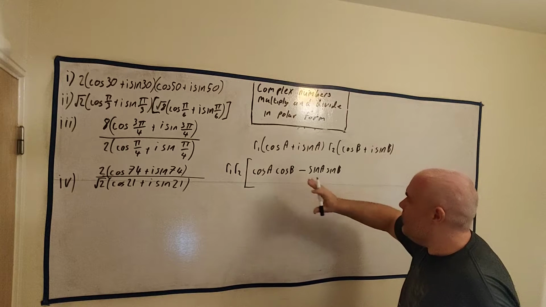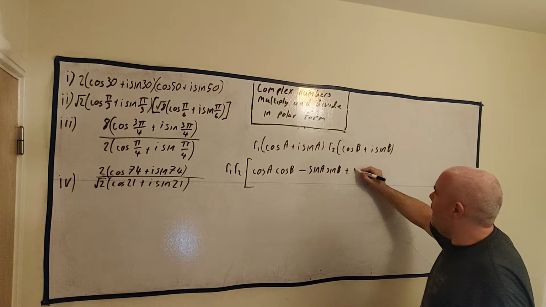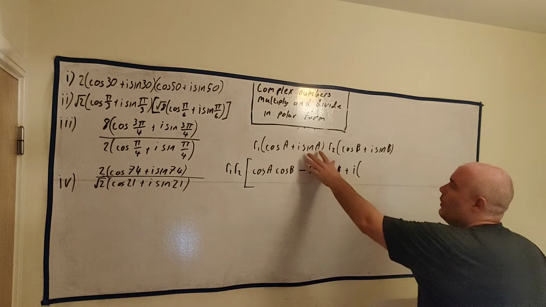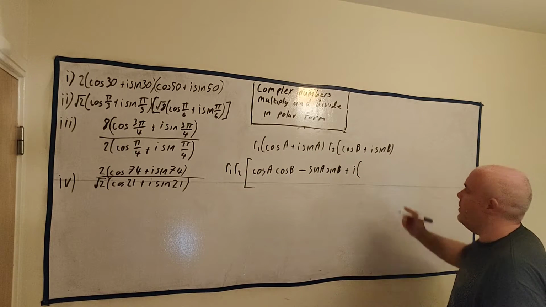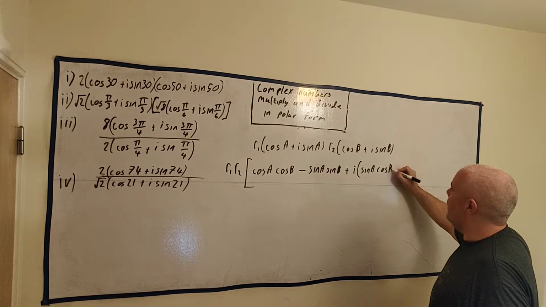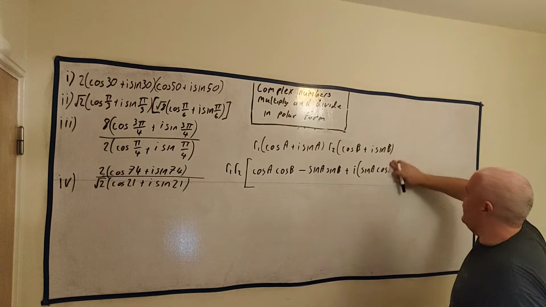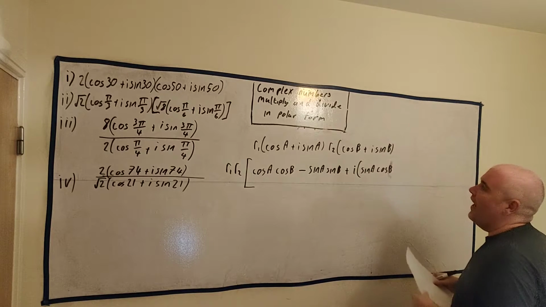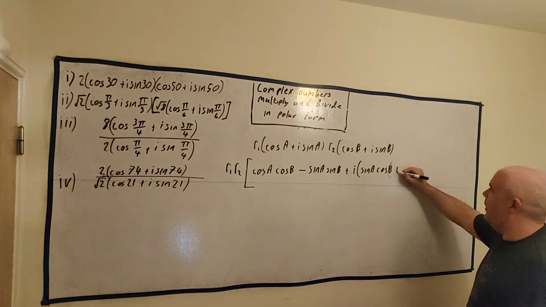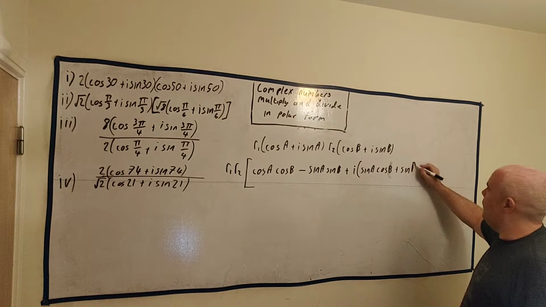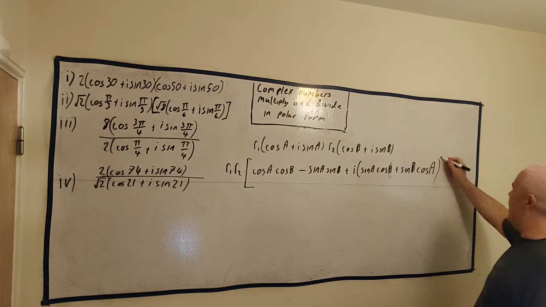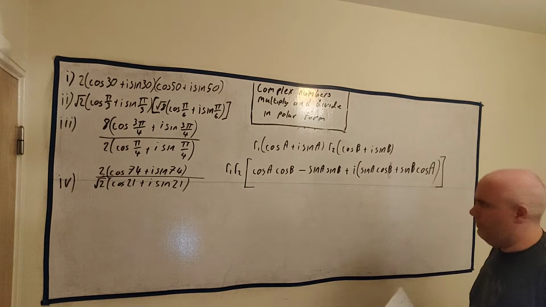This would be a good way to keep it separated. And then we're going to have an imaginary part. So let's just leave the i out front. We'll have sine A by cosine B. And we'll have, let's see, sine B by cosine A. So sine B by cosine A. Okay, let's close this bracket here.